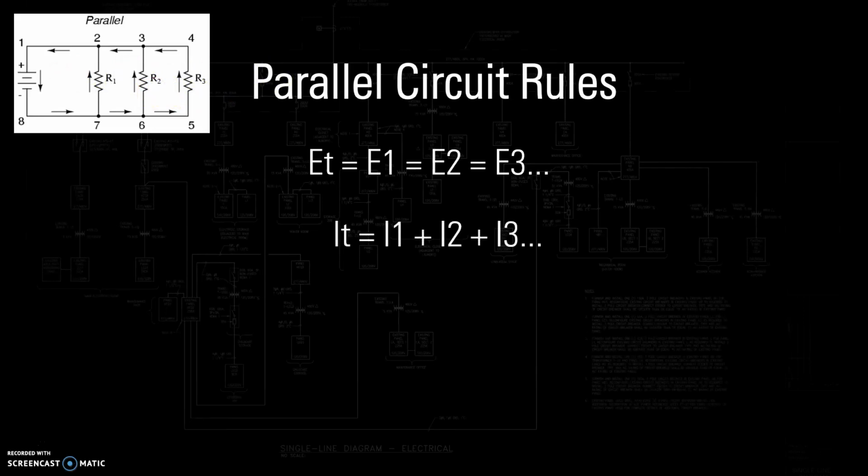Next rule, amperage. In this case, amperage is additive in a parallel circuit. So I total equals I1 plus I2 plus I3. Another way to look at that: our current flows out here. Let's say each one of these draws 1 amp for argument's sake. Current flows out through this leg. We have 1 amp that goes up through this load, and 1 amp goes back. We have another amp that goes out this way, up through this load, and back.